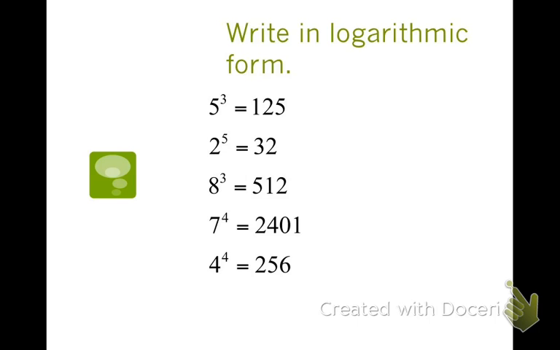So I'm going to run down doing a couple of these examples. You might want to pause and try your own and then check your answers with me. I'll do the first few and then I'll just put up the answers for the other ones. Alright, so 5 to the third equals 125. So we have log base 5 of 125 equals 3. What exponent do we need to raise 5 to get an answer of 125? The answer is 3.